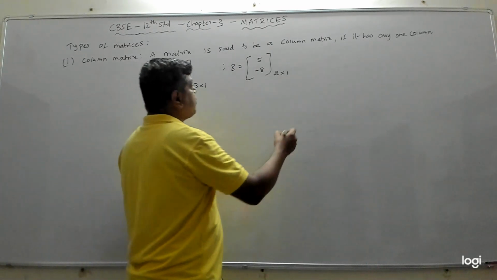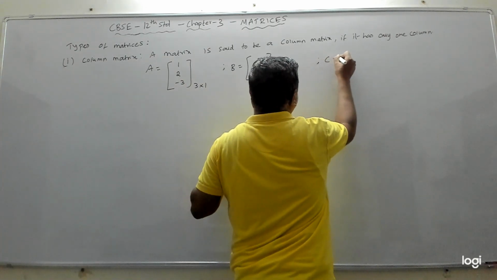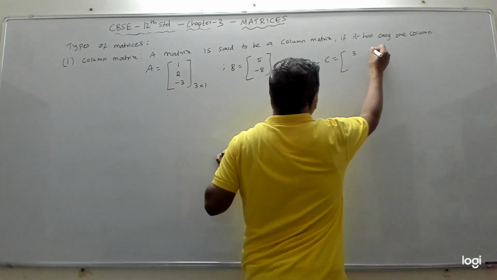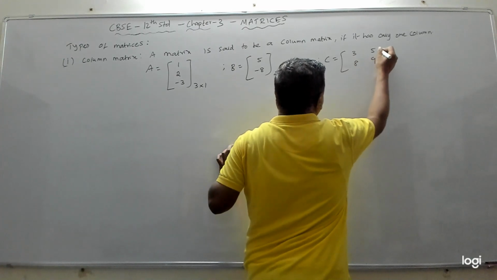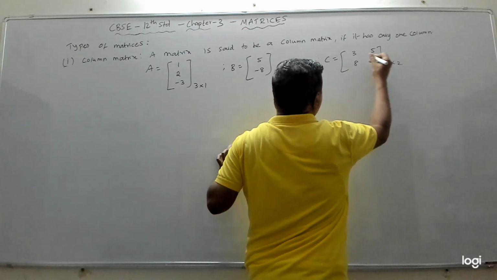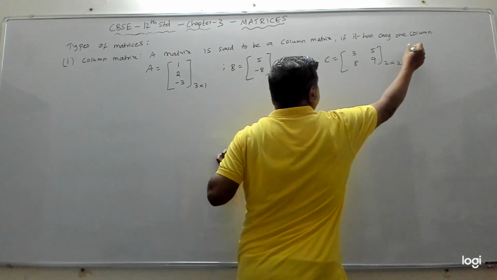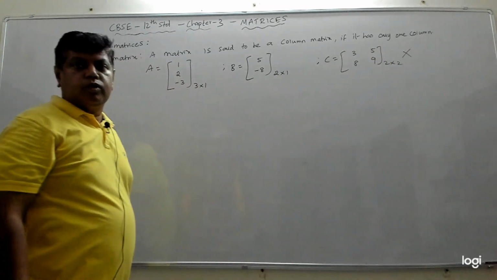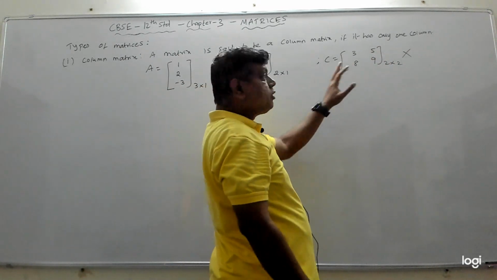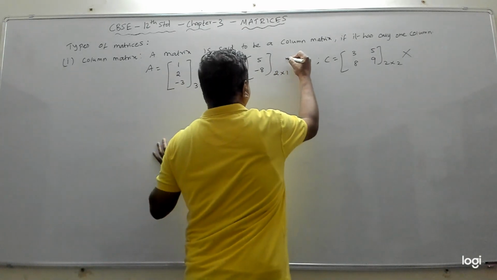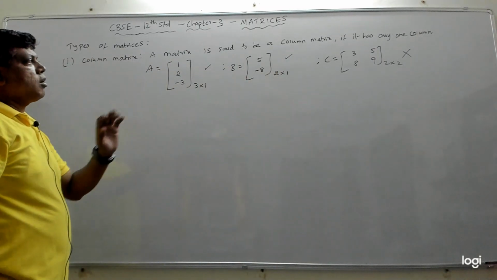Right? So suppose I have a matrix C equal to 3, 5, 8, 9. The order is 2 cross 2. It has 2 columns. So it is not a column matrix. C is not a column matrix, but these two are column matrices.